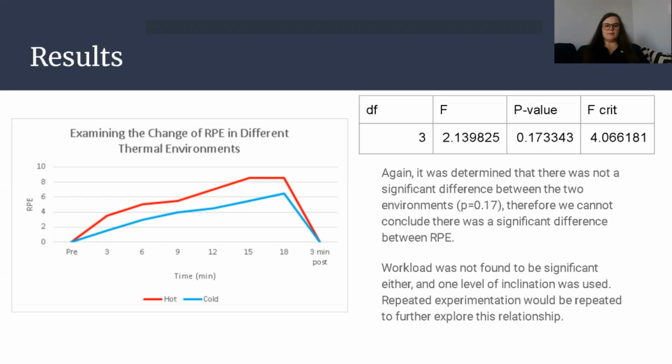I think it would be interesting to see what the results would be like in a class setting, and maybe if we had some more subjects to test. And then workload was not found to be significant as well, just because the inclination wasn't increased in one of them, so we had problems finding significance with that value.